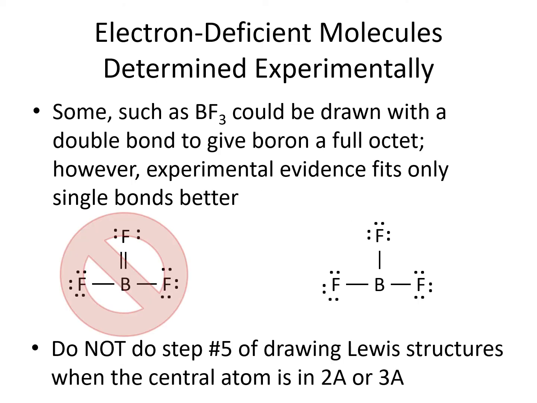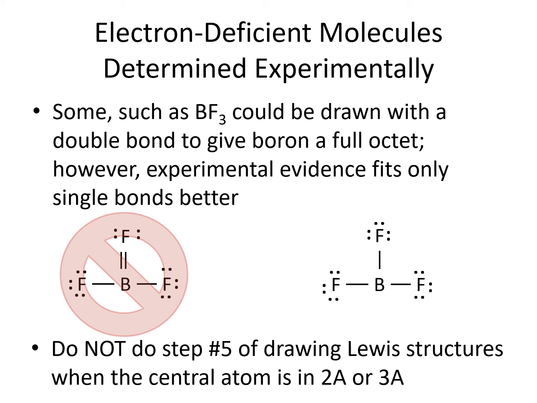Some molecules, like BF3, could be drawn 2 different ways. It could be drawn with a double bond to one of the fluorines, which would complete the octet of the boron, or it could be drawn with only single bonds, making the boron electron deficient. Experimental evidence, such as measurement of bond length, indicates that the structure with single bonds represents the molecule better than the structure with the double bond.